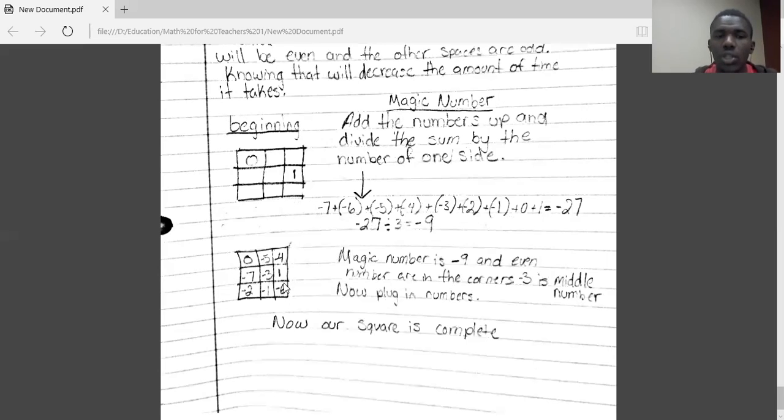And then after that, you're literally just plugging in different numbers, and this makes it so fast for you, okay? So fast that you'll be able to fill this out in no time. Just remember these cool little hints about even numbers being on the outside and the median number being in the very middle. And then this is how you find the magic number, and then it all will just fall right into place.